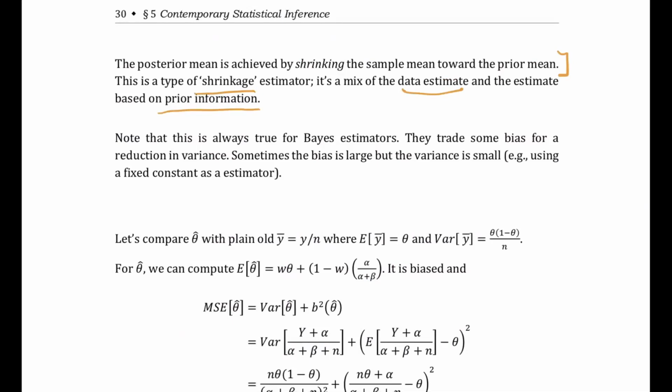Now, this is almost always true for Bayes estimators. They're almost always a mix of prior information and the data estimate. There are some exceptions. There are things called empirical Bayes estimators that use the data to estimate your prior information. And they always trade some bias for a reduction in variance. Almost always, I should say. And so sometimes the bias is large, but the resulting variance is very small.